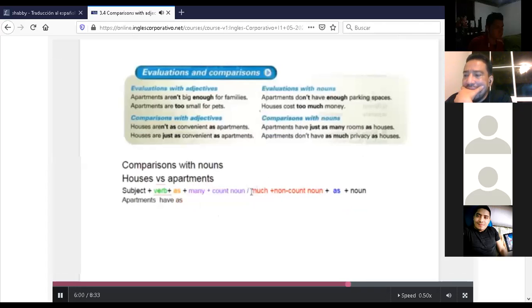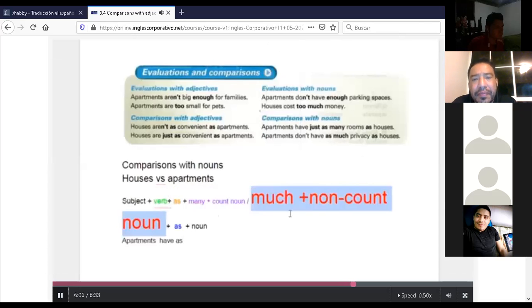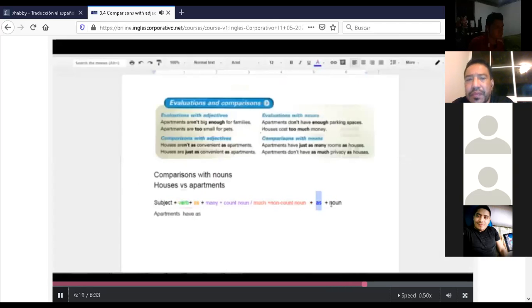Or this will follow much plus a non-count noun. So I want you to look at that for a moment now. And what do we mean by non-count? Well, again, recalling the previous lesson, we learned that non-count nouns are those things that are difficult to count. And then it's going to follow as plus some sort of noun.